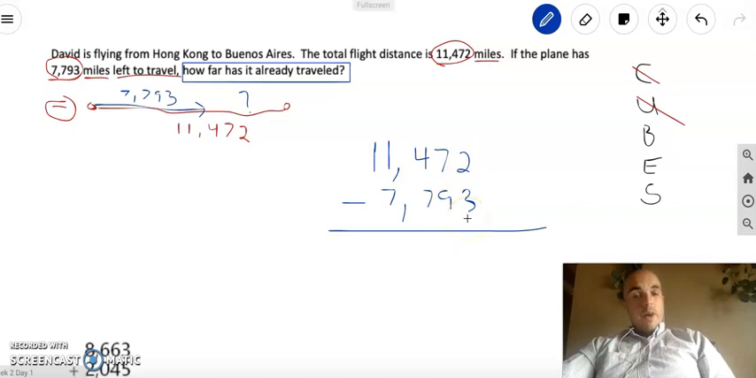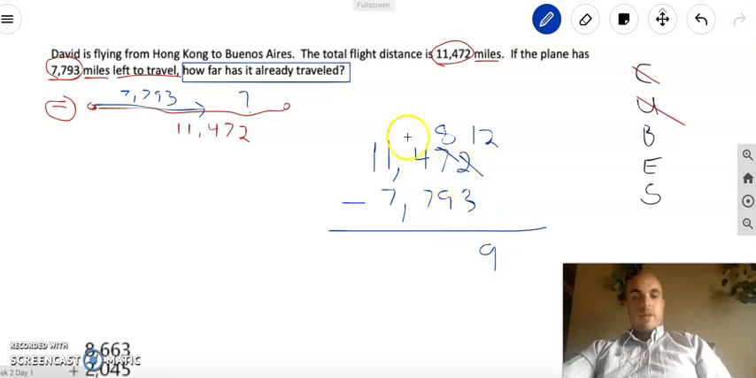2 minus 3 is impossible, so I need to borrow, making this an 8, and this a 12. 12 minus 3 is 9. 8 minus 9 is impossible, so I'm going to borrow from this 4, making it a 3. 18. 18 minus 9 is 9. 3 minus 7, impossible, so I'm going to borrow again here. This is 0. This is now 13. 13 minus 7 is 6.